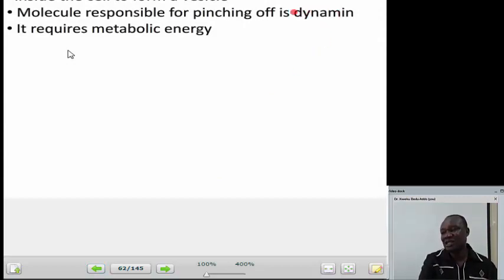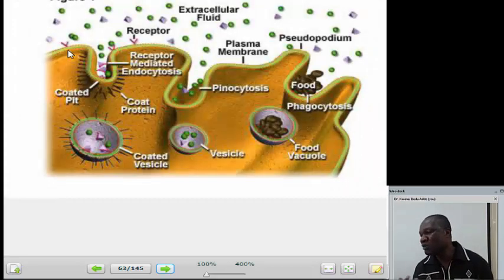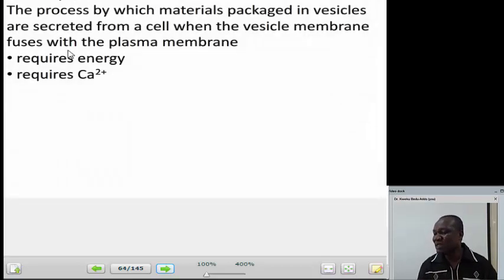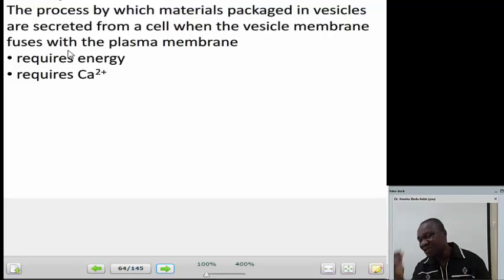Now, this pinching off of the vesicles depends on the presence of a protein called dynamin. That's dynamin, the spelling. So if dynamin is present, the area will pinch off. And the process of endocytosis requires energy.